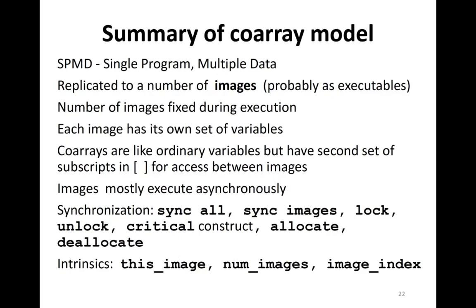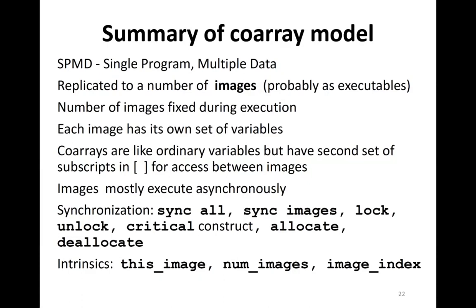Each image has its own set of variables. It's just an ordinary piece of Fortran code, really. It has its own set of variables, but some of those variables are special. They're coarrays, which may be addressed from other images. So you can read or write to or from them from another image. The images mostly execute asynchronously. It's left to the users to put in code for synchronization.